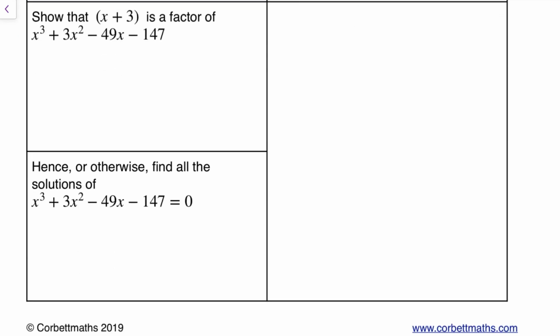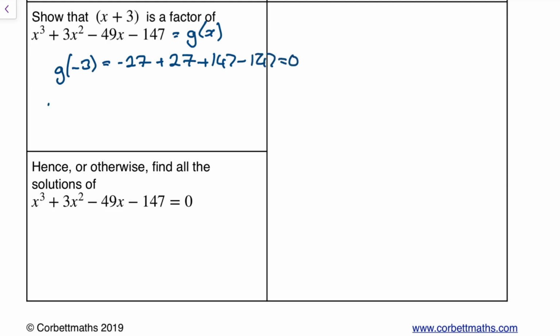Show that. I'm going to call it g of x just to be different. And so therefore I'm going to say g of minus 3 is equal to, well, minus 3 cubed is minus 27. I'm showing that, so at least one step of working. 3 times minus 3 squared is 3 times 9, which is plus 27. Minus 49 times minus 3 is 49 times 3, which is 147. Minus 147.